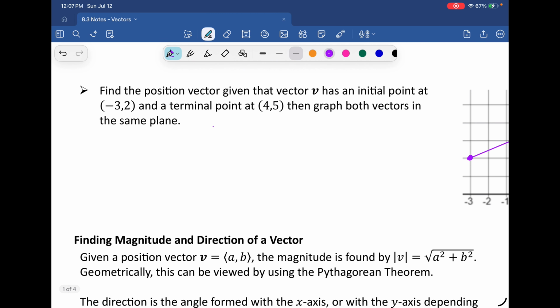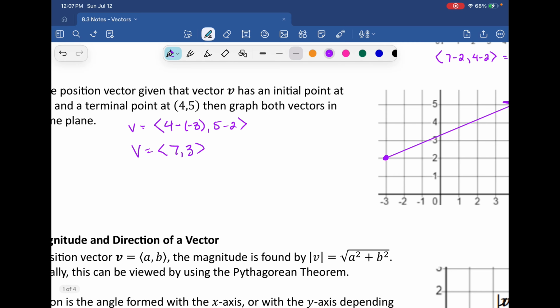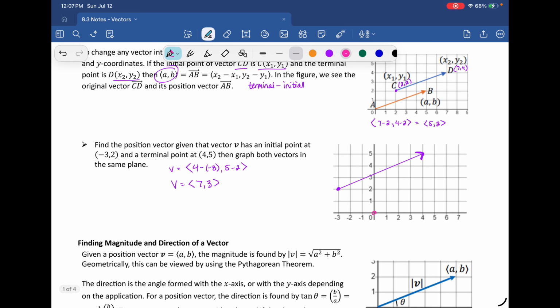All right, so vector V would be terminal minus initial for the x, terminal minus initial for the y. So vector V is 7, 3. So starting at the origin, we're going to go 7 units right, 3 units up. And don't forget your arrows.